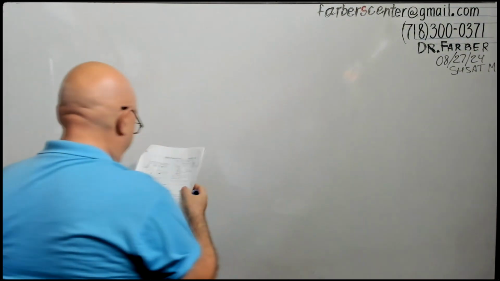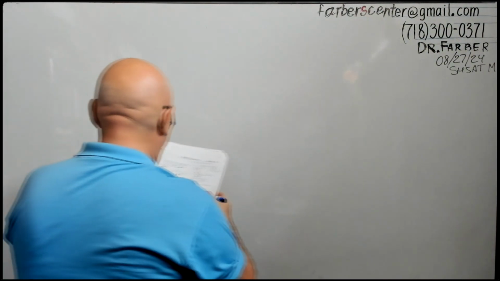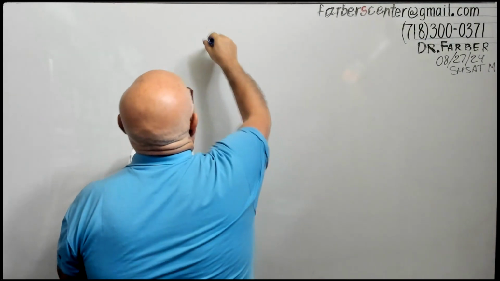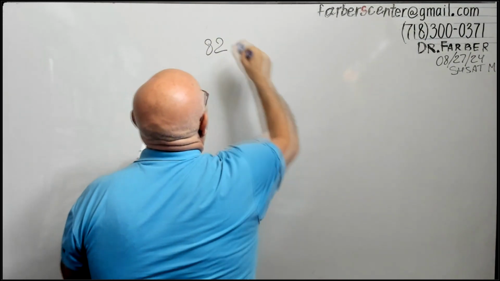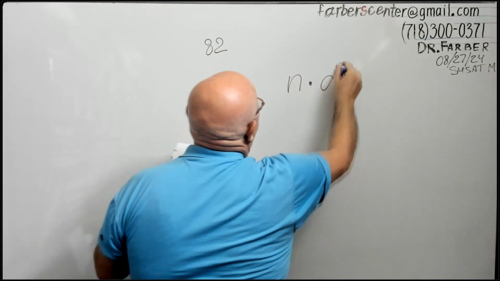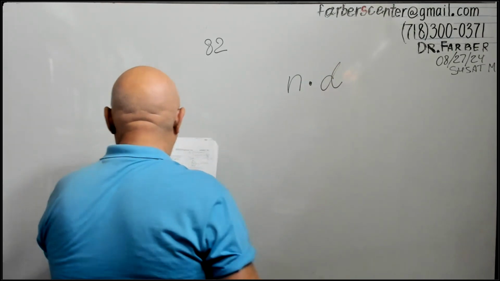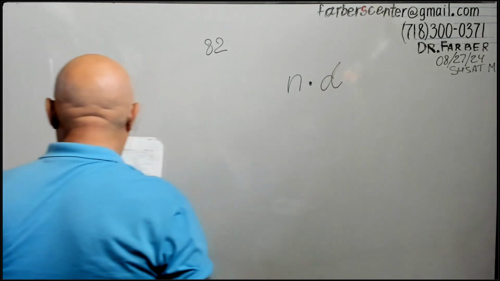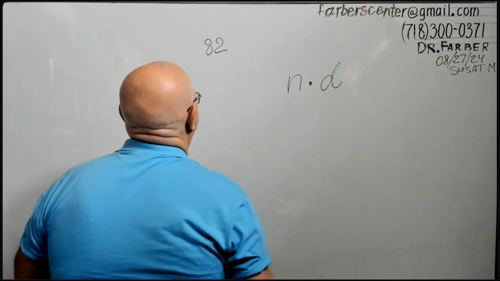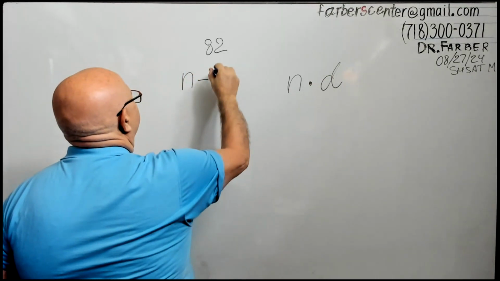What we have? N persons can repair a road in D days. 82. N persons times D days. How many days will it take to complete the repair if 5 persons are not available?